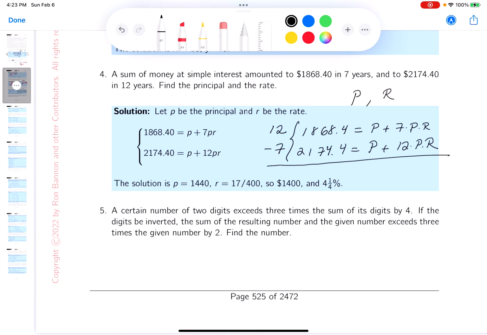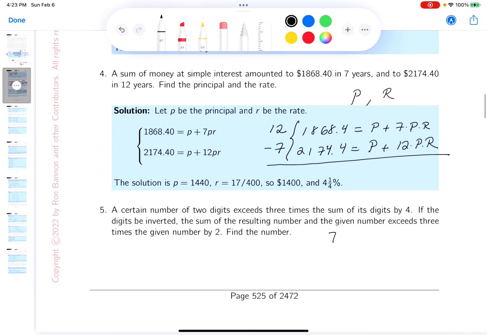And what do I get? I get 12 times 1868.4 minus 7 times 2174.4, and I get 7,200. I'll write that down for you. 7,200.